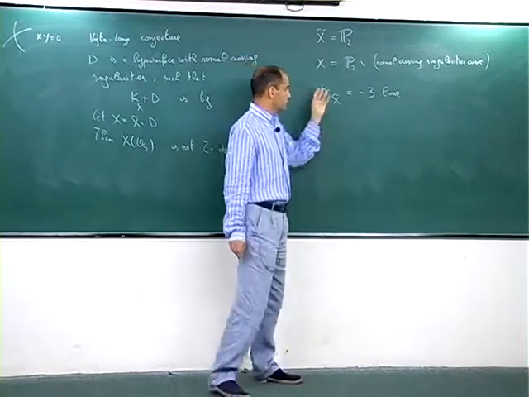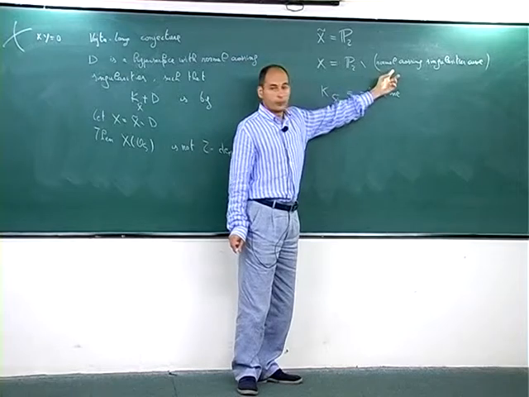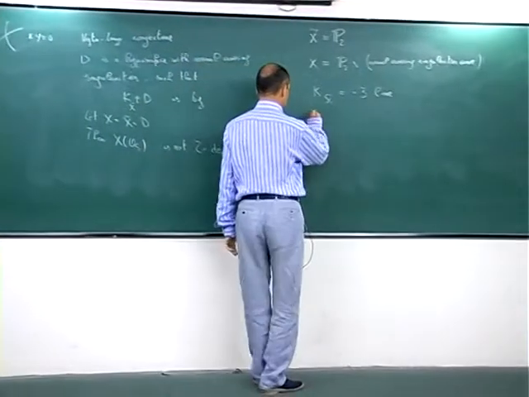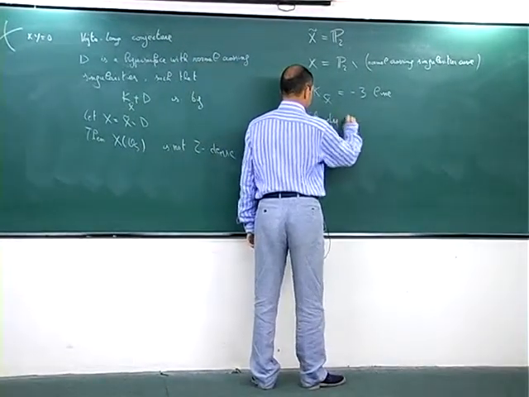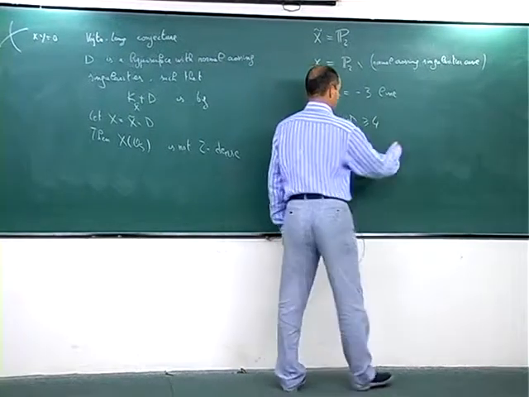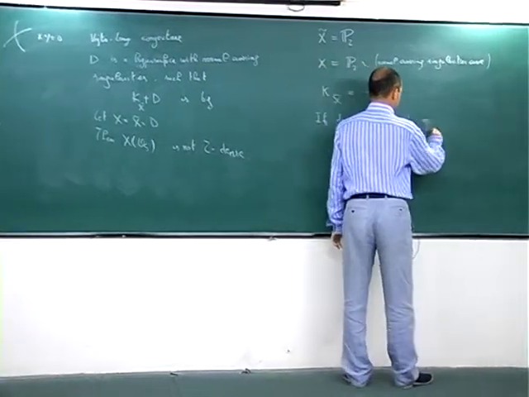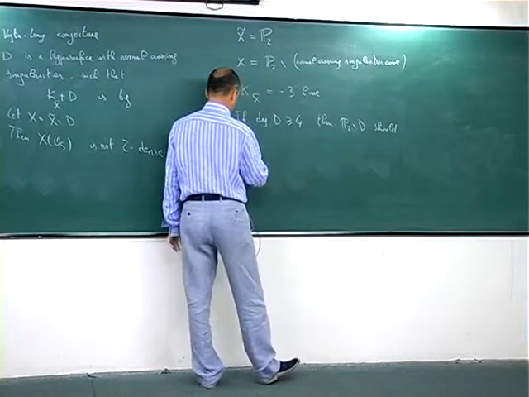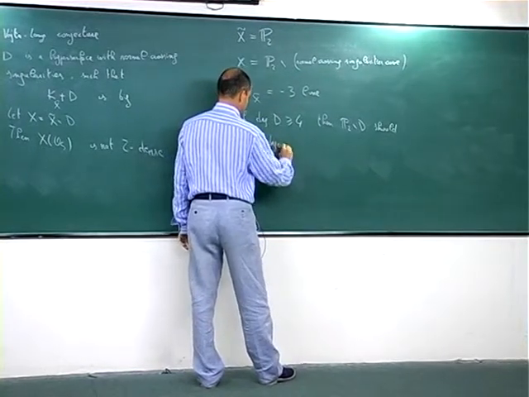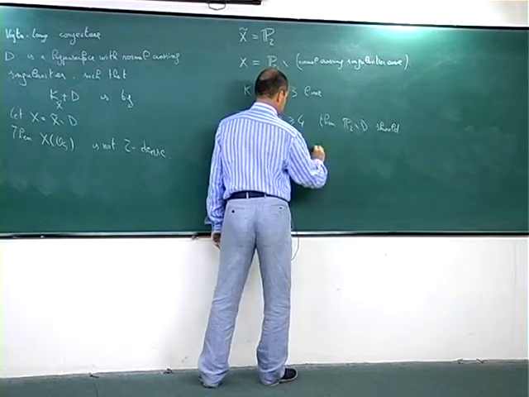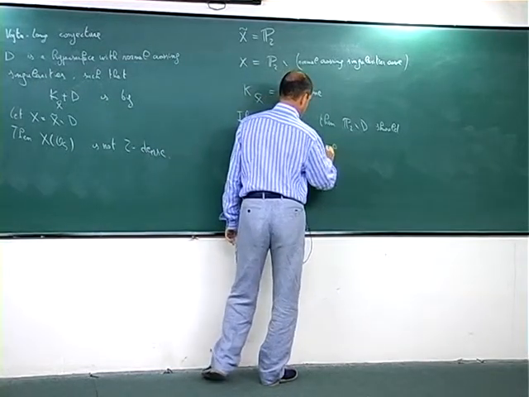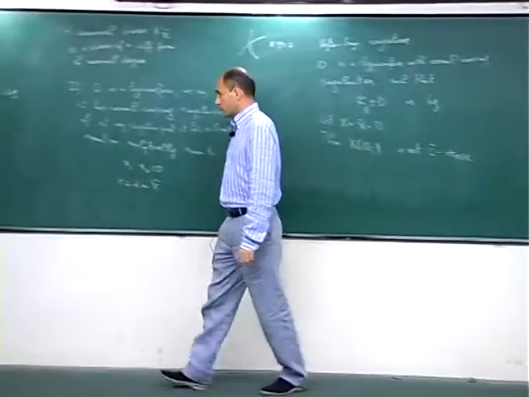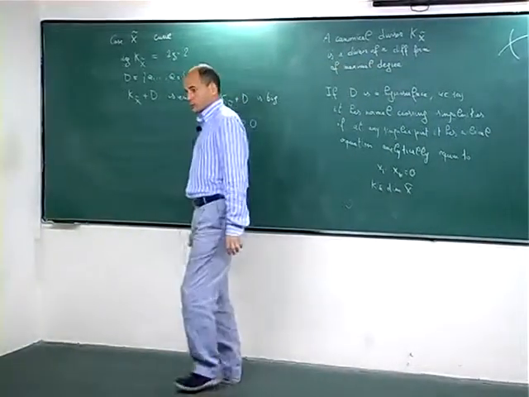So I expect that I should remove a curve of degree at least 4. So if the degree of D is at least 4, then P2 minus D should have degenerate integral points. So this is the conjecture.